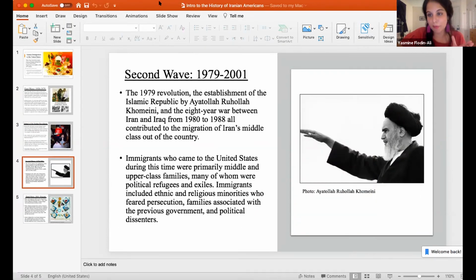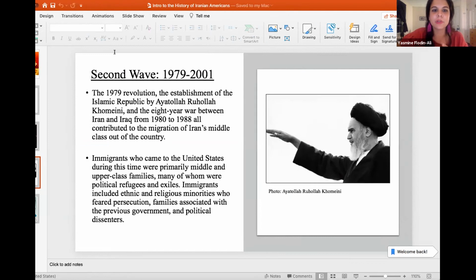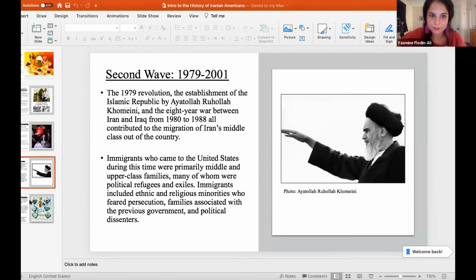And then you have a second wave of immigration. Because of the revolution, you have a lot of folks who are trying to get out of the country because it doesn't go in the direction that they thought or wanted it to. Immigrants who come from this time period are also still primarily middle and upper class families. Many are political refugees and exiles. It also includes a lot of ethnic and religious minorities who feared persecution, and then families associated with the previous government, as well as political dissenters.